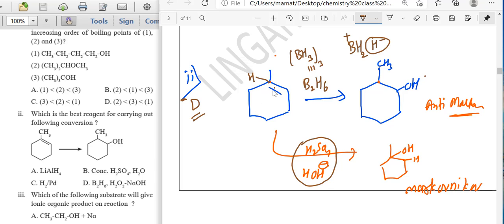Okay. So this pi bond is shifted to here. This BH2 is attacking here. So this mechanism is like this. So here hydrogen, there BH2. The next step, in the presence of H2O, hydrogen peroxide, this OH is replaced by this boron, BH2. So you are getting like this. So finally answer is D, right.